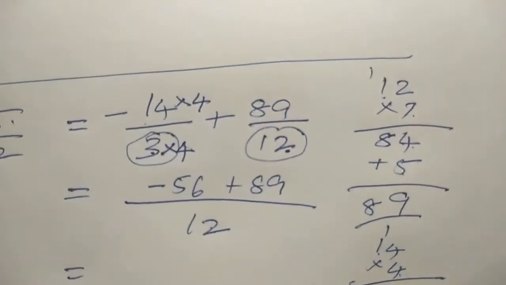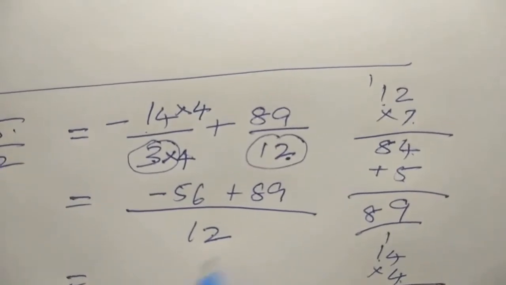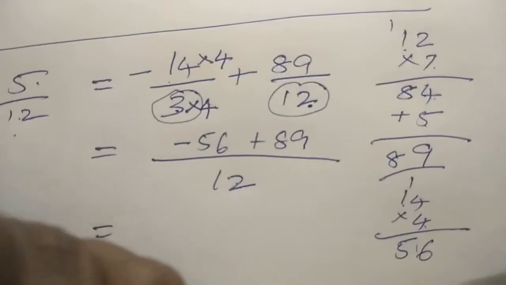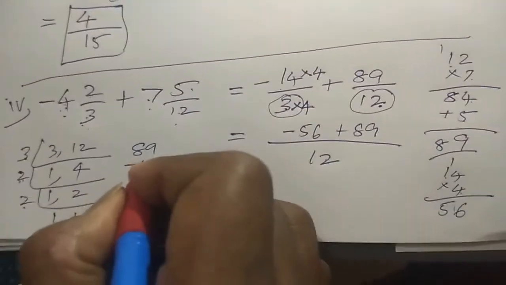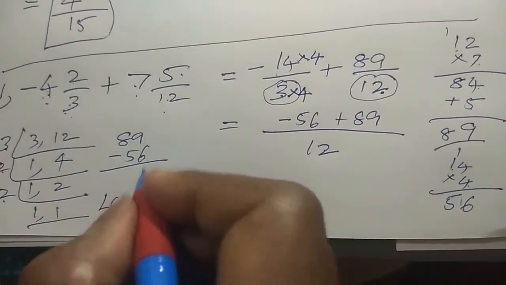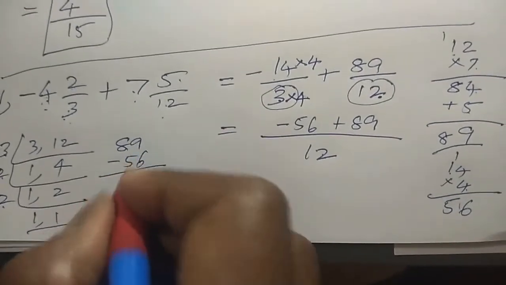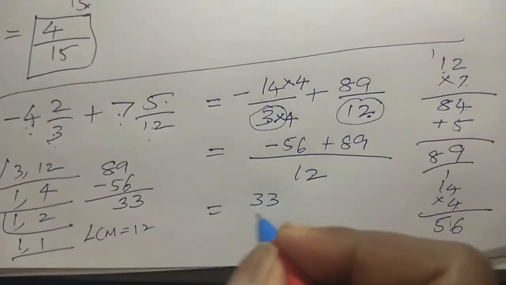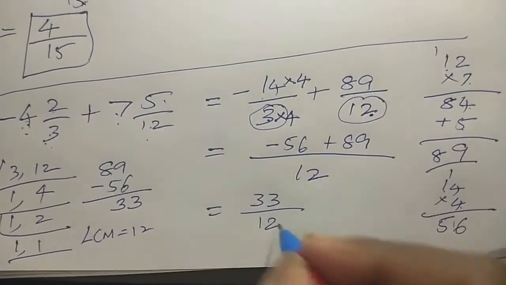Now we go for the next one. What is that? We subtract here 89 minus 56. Yes, so 9 minus 6 is equal to 3, 8 minus 5 is equal to again 3. So here I go with the answer 33 by 12.